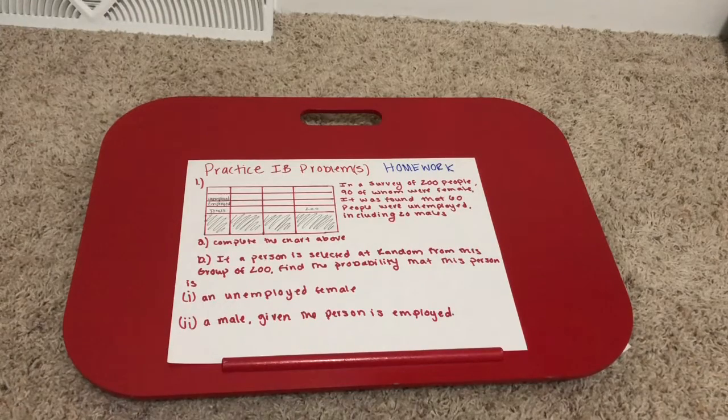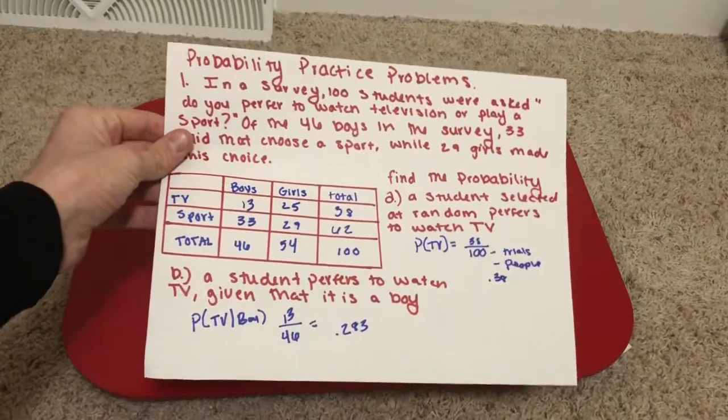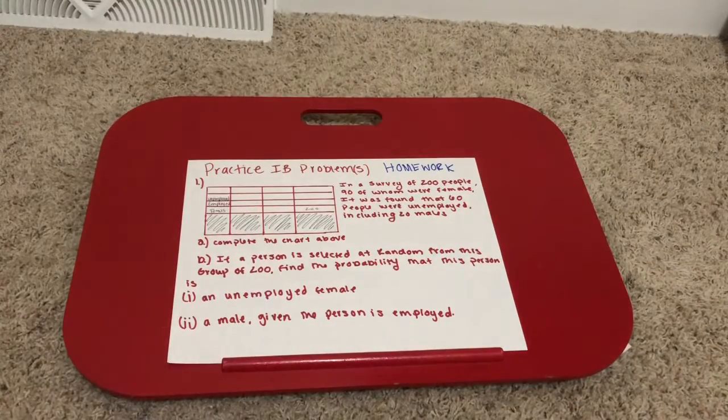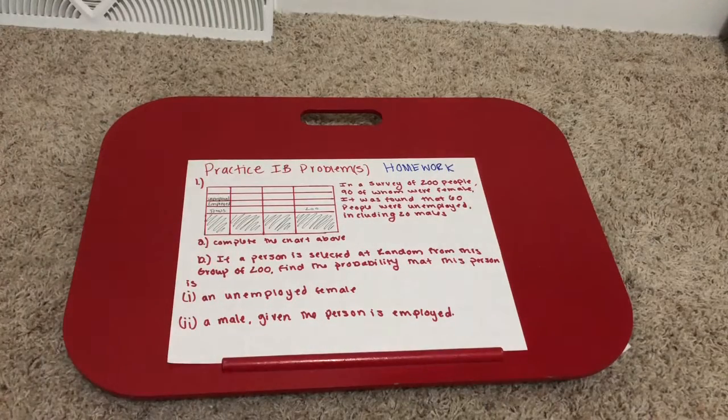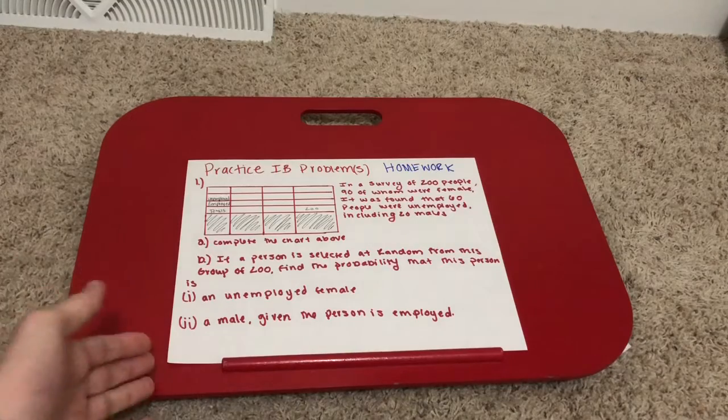which is basically the chart one that we did in our first practice problem, like we did earlier. This one says, in a survey of 200 people, 90 of whom were female, it was found that 60 people were unemployed, including 20 males. That's all you're given, and you have to fill out the chart by yourself. I just gave you that the total number of people is 200, which should already be on there. So what I want you to do is complete the chart above.